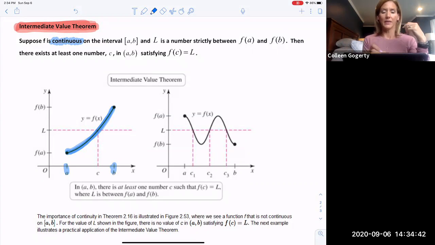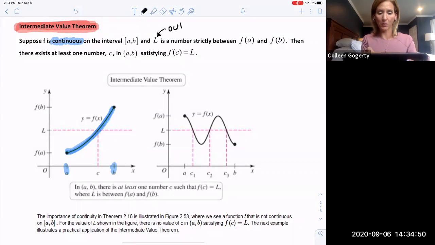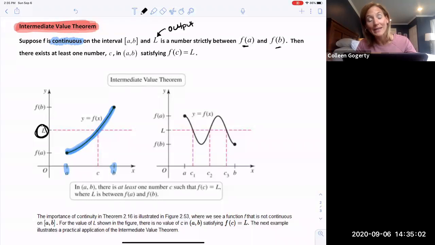Okay, then L, which, by the way, is just talking about some output. This is any output, but it's saying that the output is between f of A and f of B. So if I come down to this picture, notice L is in between f of A and f of B. Now, it does not have to be right in between them. We're not talking about a midpoint or anything like that. We're saying L is any value in between the outputs f of A and f of B.